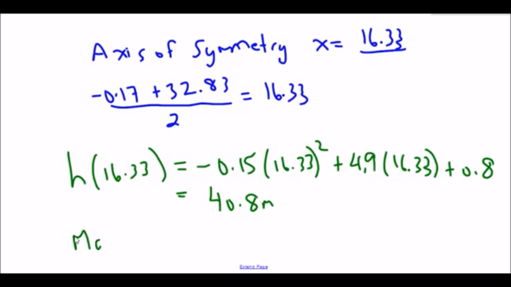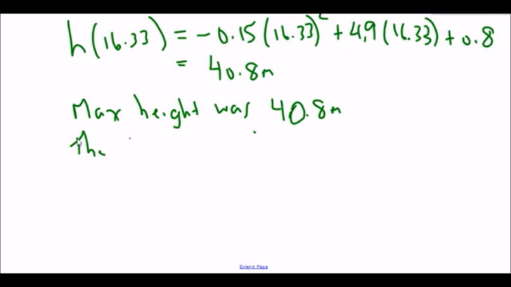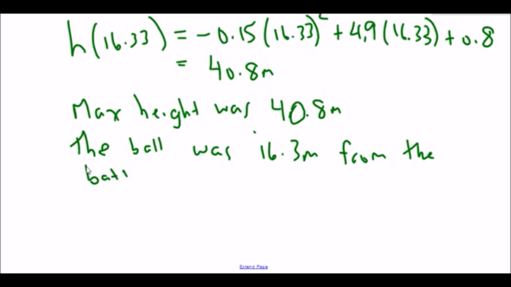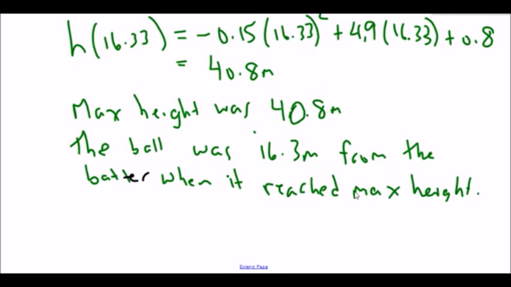Okay, so the maximum height was 40.8 meters. And the ball was 16.3 meters from the batter when it reached maximum height. Okay, so that's part A. Pretty straightforward, quadratic, find the vertex question.